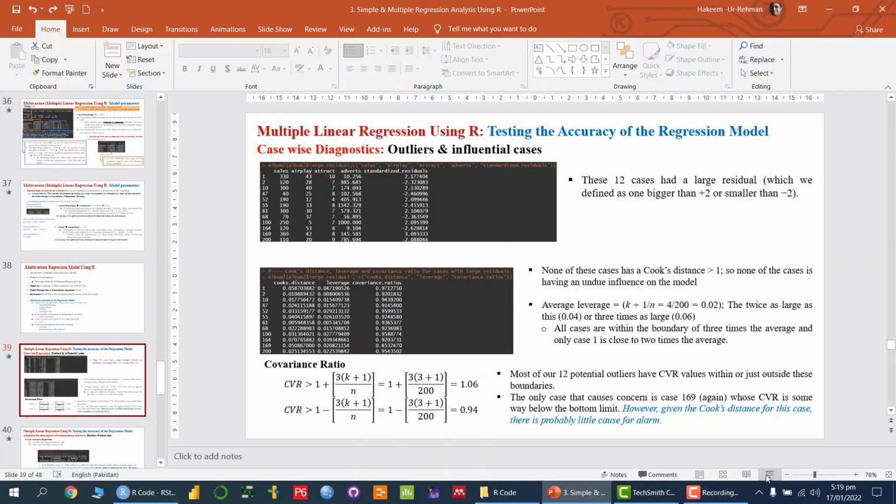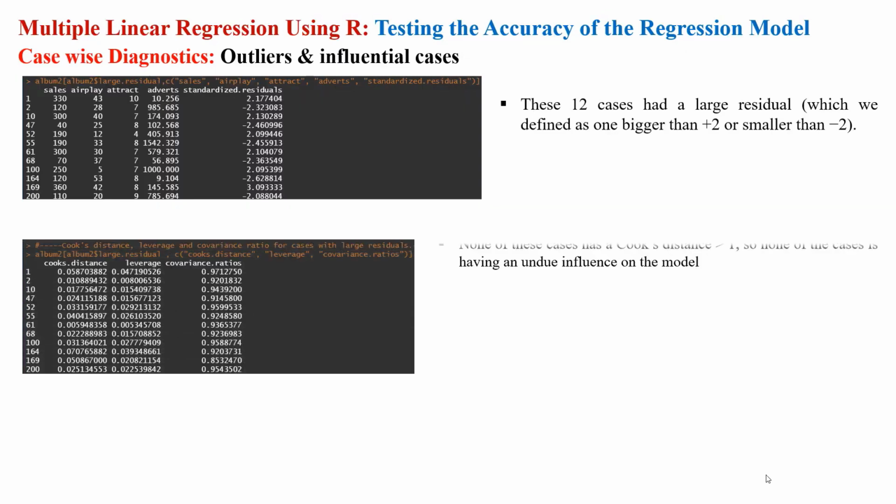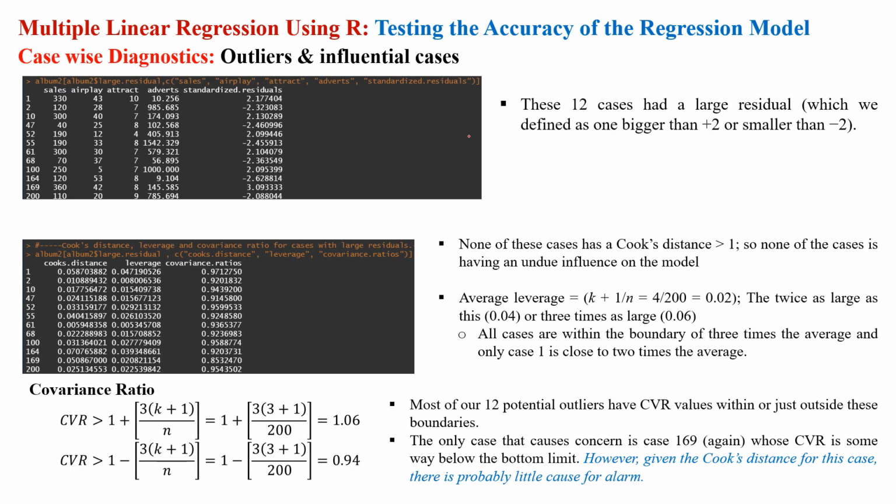So let me interpret this way. First of all, we have seen that these 12 data points have a standardized residual either greater than 2 or less than -2. So we have calculated the Cook's distance, leverage value, and the covariance ratio. What's the interpretation? If any data point's Cook's distance is greater than 1, then we can say that particular case may influence our regression model. Because none of the data points has a Cook's distance of more than 1, we can say that there is no need to delete any data point from the data set.